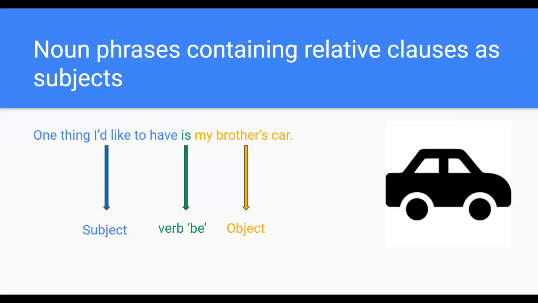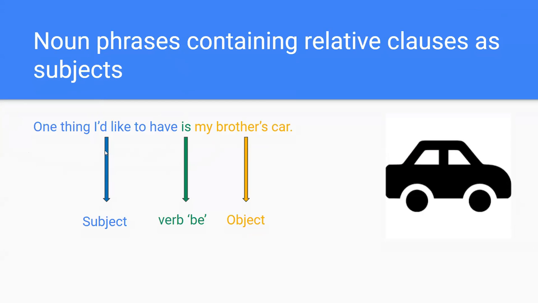And by the way, all right, hold on. Let me share the screen. All right, that's better now. Okay, so this is what we were talking about yesterday, right? We have two clauses here, but this one works as the subject. Now, why is this a clause? Why is this a relative clause? Who can answer that question? What do you think? One thing I'd like to have, why is that a relative clause?